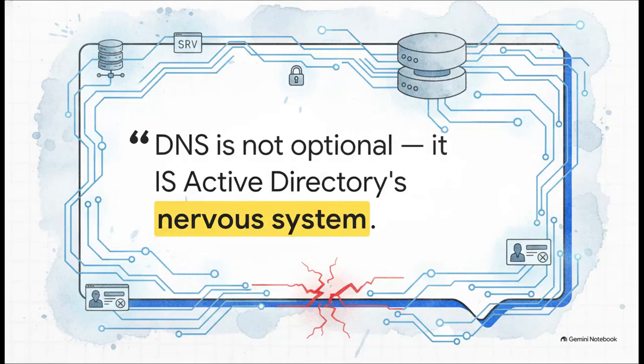All right, Section 3, Group Policy and DNS, the rules and the nervous system. The source text makes a really profound statement here that you need to remember. DNS is not optional. It is Active Directory's nervous system. Domain controllers actually register specific SRV or service records.